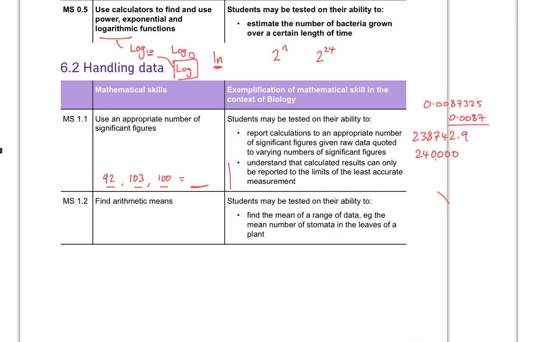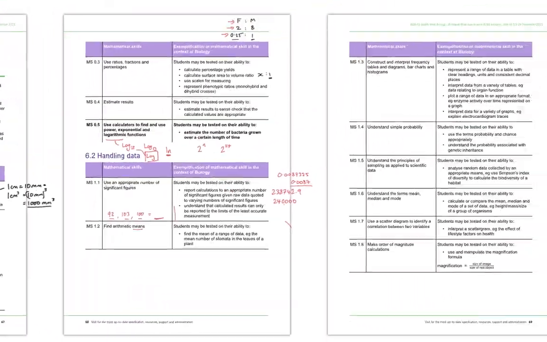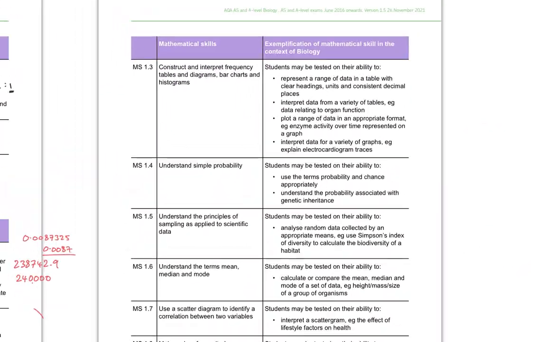So finding arithmetic means. Again, add them up and divide by how many. Just be careful on your calculator. Make sure you're quick on your calculator as well. So that one's really straightforward, working out a mean.